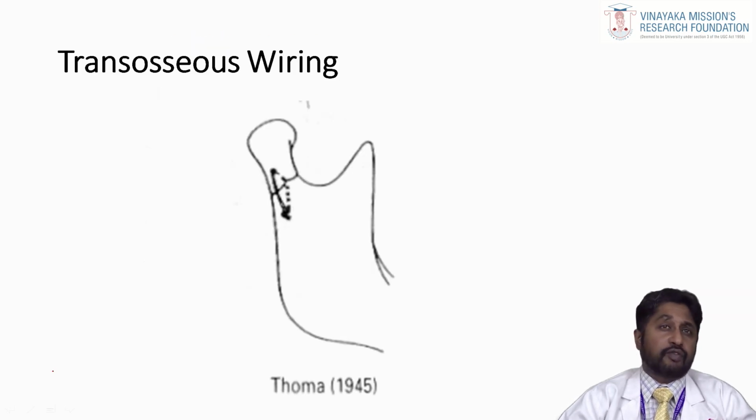So what are the types of wirings that you will come across? Okay, transosseous wiring. Previously, before plates were introduced, they used this transosseous wiring. There will be two segments of fracture. They'll use a burr and create a hole on both the segments and tie a wire over it. This is called transosseous wiring. It was invented by Thoma in 1945.